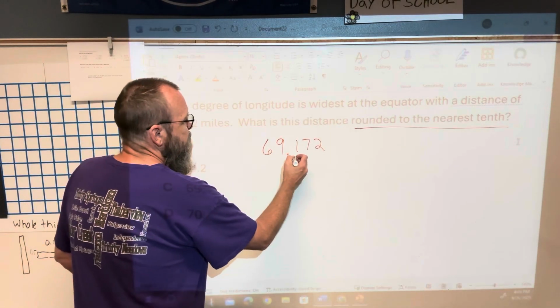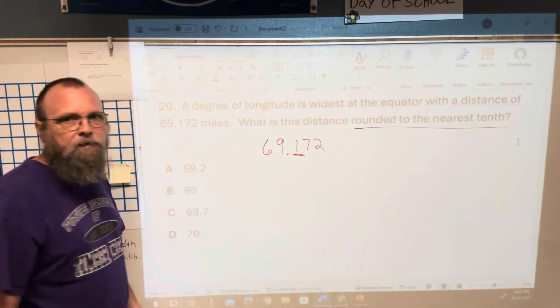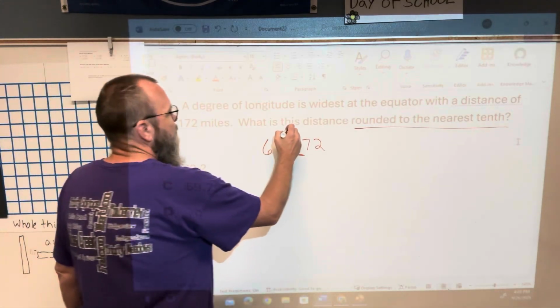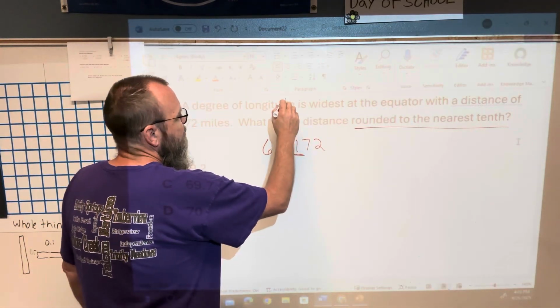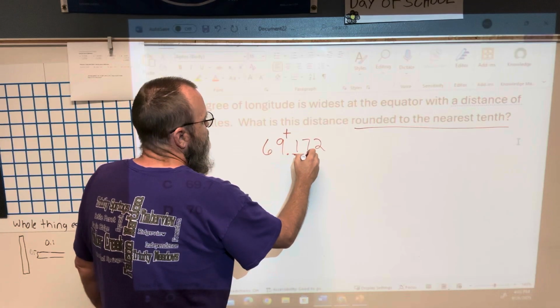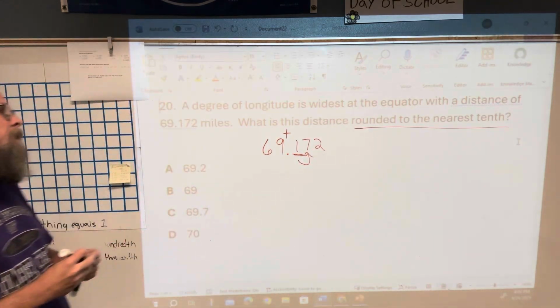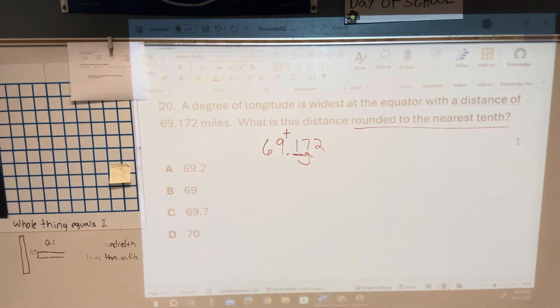The tenth place is immediately behind the decimal point. So I'm either going to add 1 or add 0 to the tenths place, and I look behind it into the hundredths place. Since the hundredths place is 5 or greater, that means I'm going to add 1 to the one that's there. So I would have 69 and 2/10 would end up being my answer. 69 and 2/10.